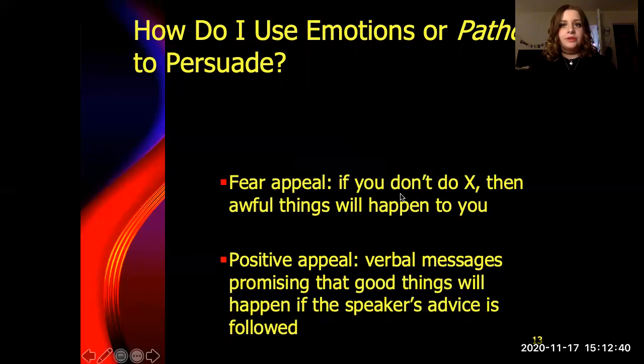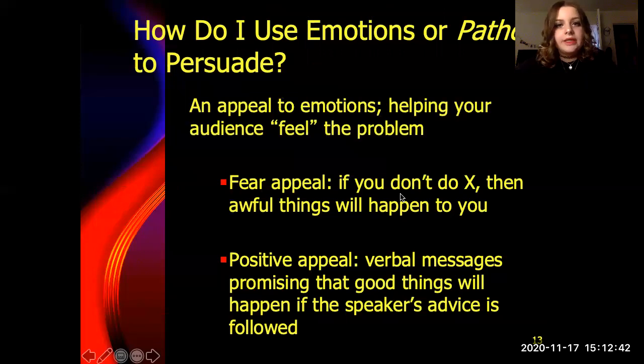And so, how do you use emotions or pathos to persuade? Pathos, like I said, is an appeal to emotions, helping your audience feel the problem. There are two main ways to do this: a fear appeal or a positive appeal. A fear appeal is something more negative along the lines of a threat. If you go back to thinking of coercive power, do not do this. Well, you can do this, but try not to fearmonger. A positive appeal is a message promising that good things will happen if the speaker's advice is followed.